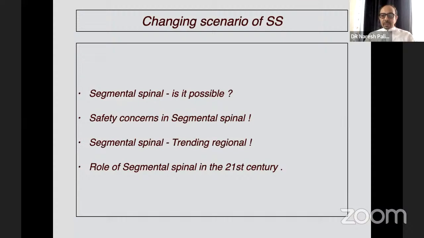And during this COVID pandemic, when everyone wanted to avoid general anesthesia, so many people started trying this technique and they found that it is very useful. So it became the most trending regional anesthesia technique at that time. Recently, there was an article in the British Journal of Anesthesia in April 2022, I think, about defining the role of segmental spinal in the 21st century.